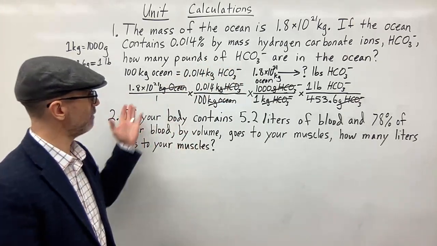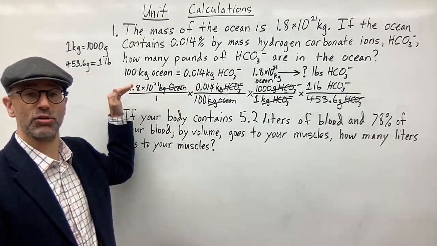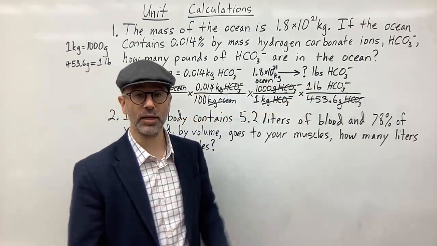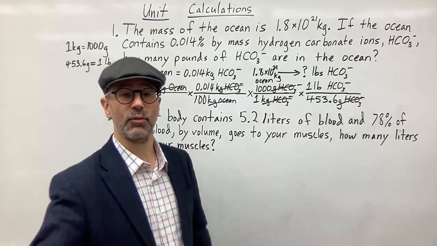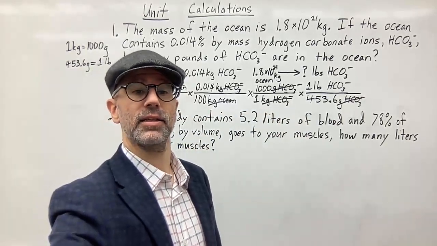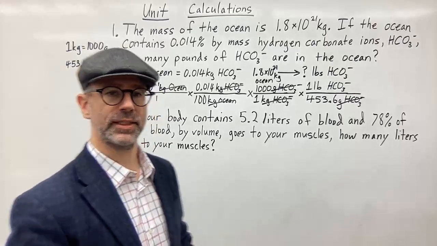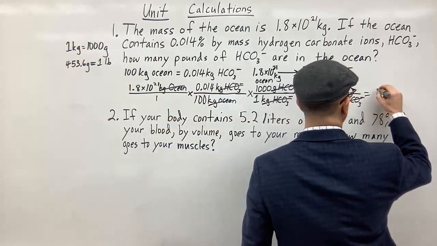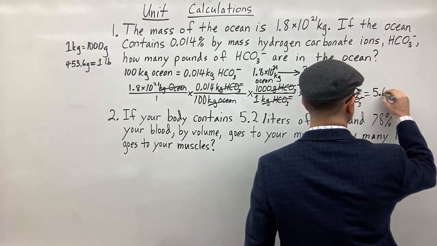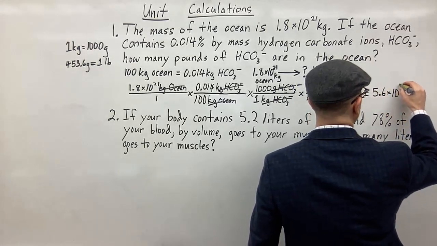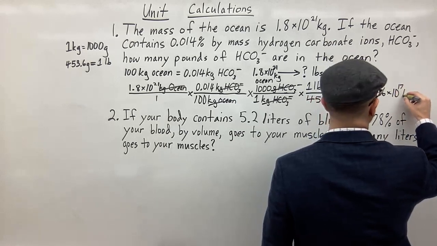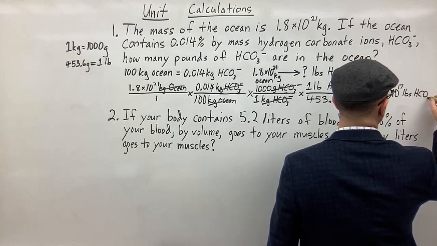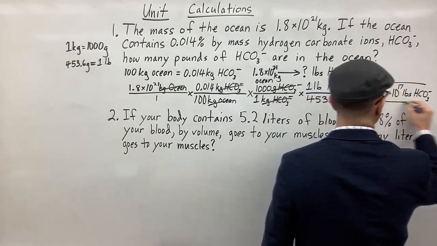So now I have everything set up. All I need to do is multiply by everything on the top, divide by everything on the bottom, and I get my answer. And when I do that, I get 5.6 times 10 to the 17 pounds HCO3 minus.